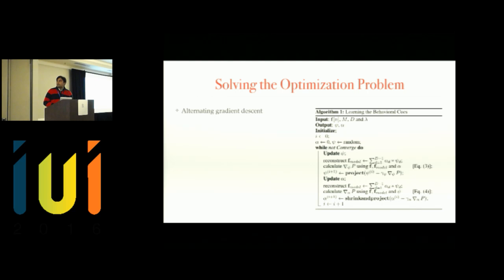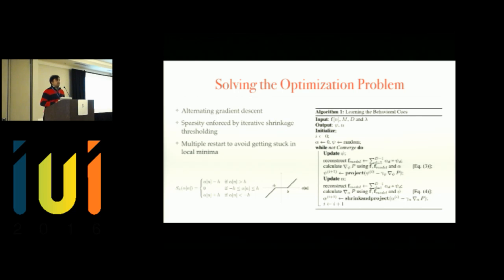We solve this optimization problem by using an alternating gradient descent approach. In this approach, we alternately update alpha and psi, the two parameters of the model, using just gradient descent. Now, to enforce the sparsity, we use this shrink and project function. What it does is gradually reduce every element of alpha so that over the iterations it becomes sparse. Most of the elements are 0.